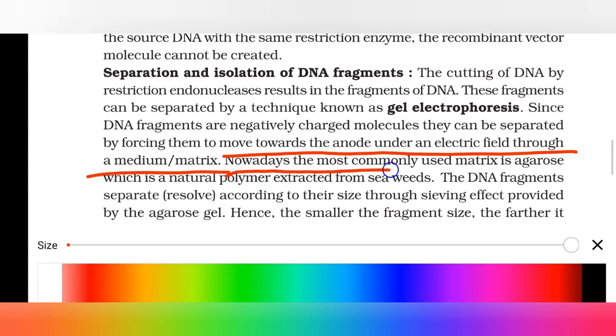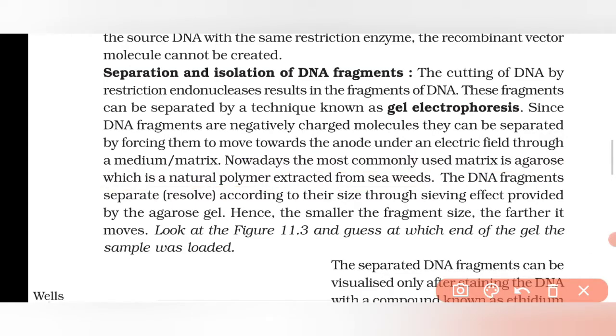Nowadays the most commonly used matrix is agarose gel. Mark this, because they have asked this in many competitive exams, and this might come for the NEET as well. Agarose is a natural polymer extracted from seaweeds. It is like agar-agar, which is obtained from red algae, just like carrageen, and algin from brown algae. These DNA fragments separate according to their sizes through the sieving effect provided by the agarose gel.